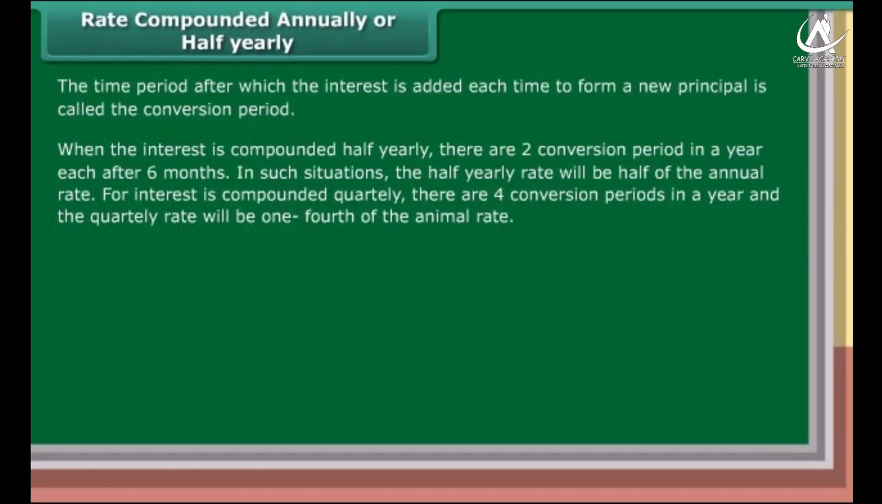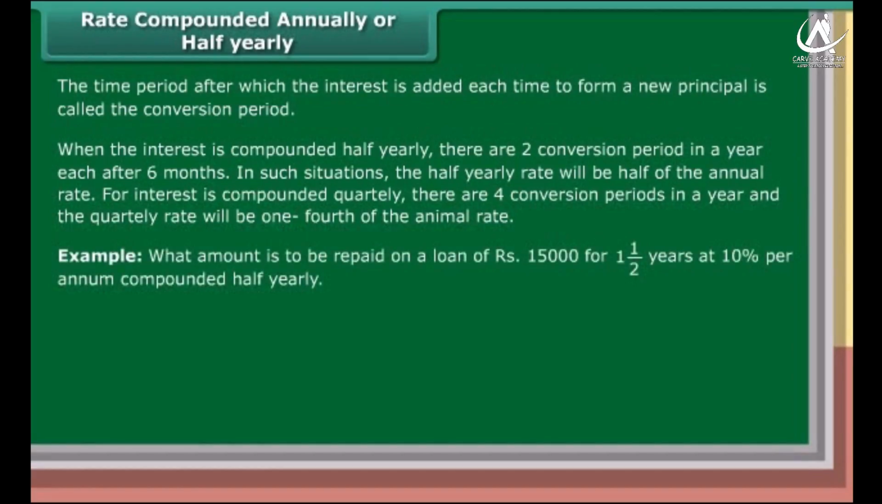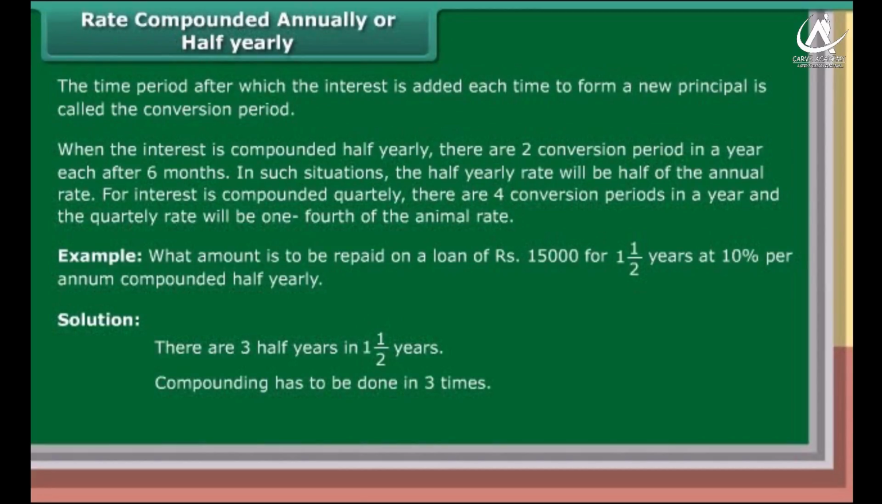Example: what amount is to be repaid on a loan of rupees 15,000 in 1.5 years at 10% per annum compounded half-yearly? Solution: there are 3 half-years in 1.5 years. Compounding has to be done 3 times. Rate of interest is equal to half of 10% is equal to 5% half-yearly.